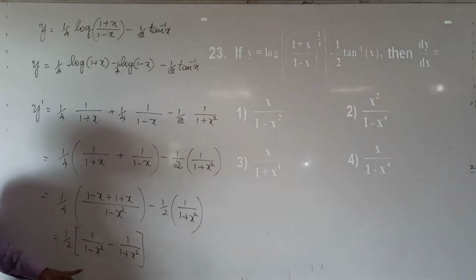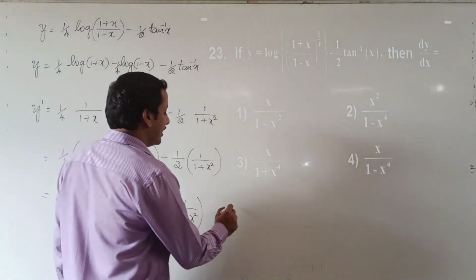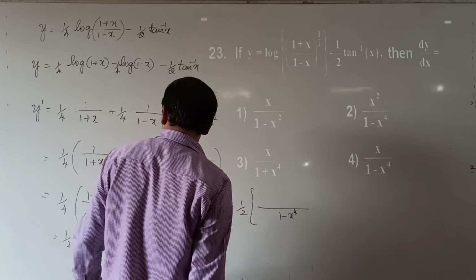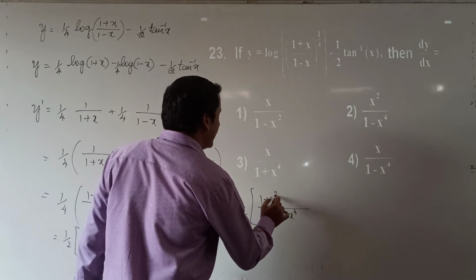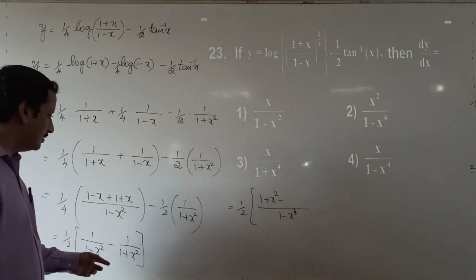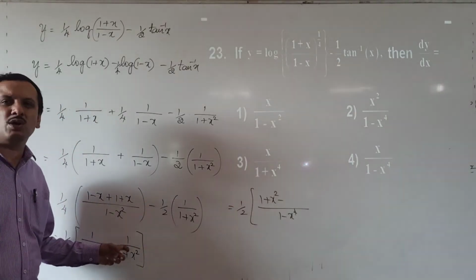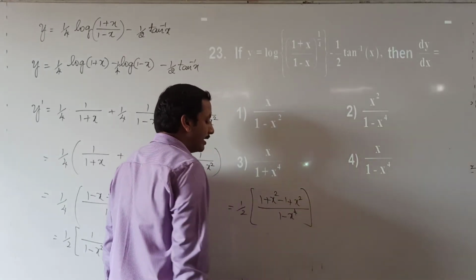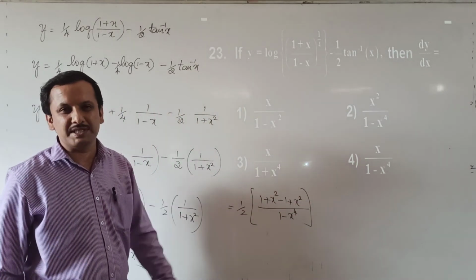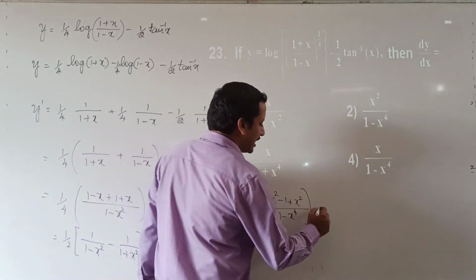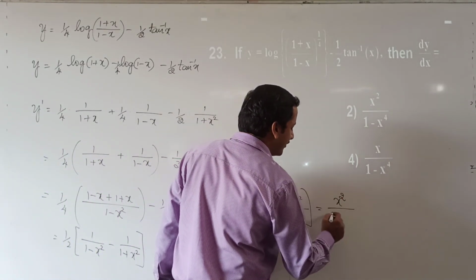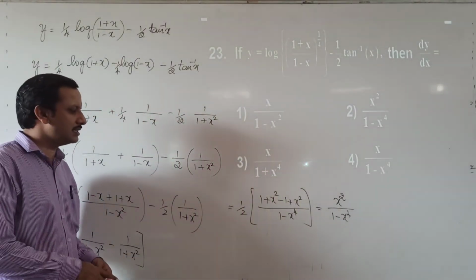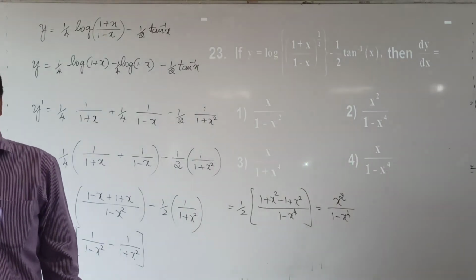Now take LCM. LCM is (1 minus x square) into (1 plus x square), that's equal to 1 minus x power 4. Numerator will become 1 plus x square, denominator will become 1 plus x square minus of (1 minus x square), that will become minus 1 plus x square. 1 gets cancelled, x square plus x square is 2x square, 2 gets cancelled, that will give you x square divided by 1 minus x power 4, x square by 1 minus x power 4, which is the second option.